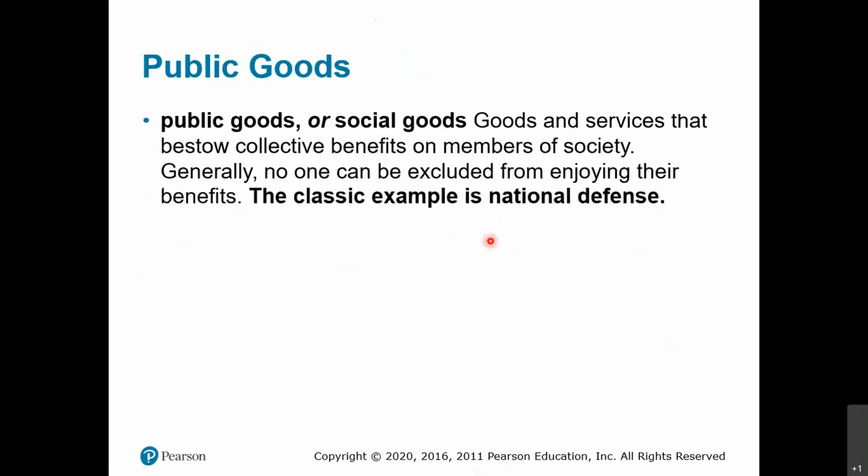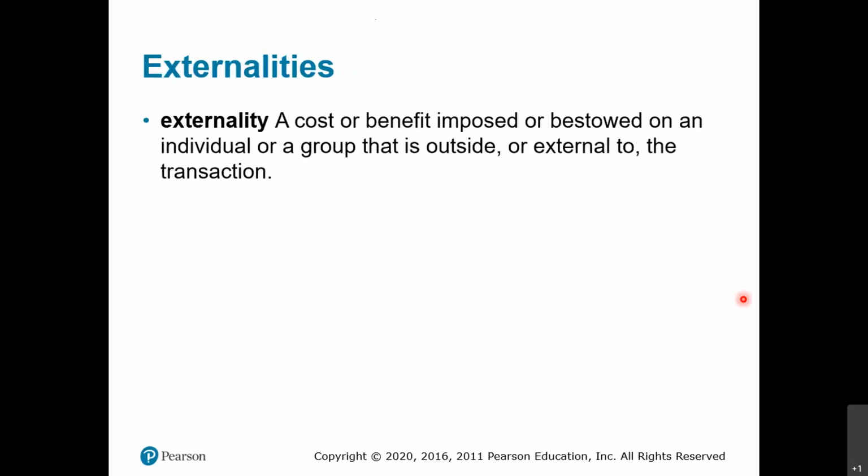We'll get to that. Public goods are non-excludable, non-rivalrous. Classic example is national defense. We will go through this next time, so I'm not going to delve really deeply into this because we're going to do a good chunk of this on the next lecture. And externalities. In any transaction, there's a buyer and a seller, right? I go to Starbucks. Starbucks is the seller of the coffee. I am the buyer of the coffee.